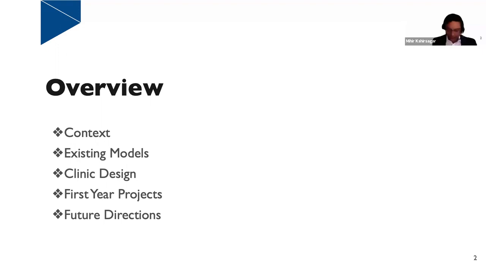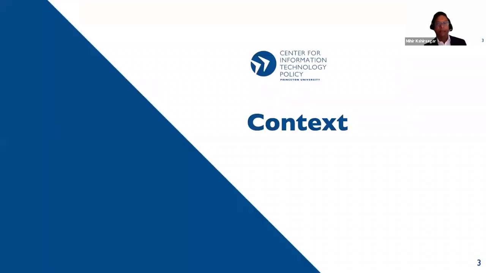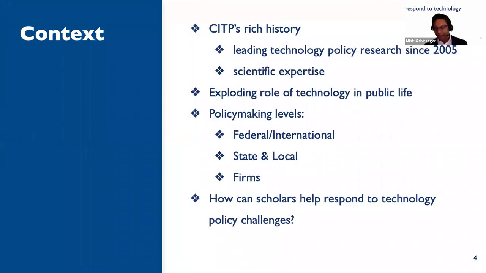No, that's perfect. Yeah. So this is just a quick overview of the different points I'm going to hit today. And let me start with the context. So the context here is that CITP has had, as Matt described it, a rich history of understanding and improving the role of technology in public life. We've been doing this since 2005. And I think the unique attribute of CITP is that we bring to it a kind of scientific expertise and rigor to the kinds of interventions that you can have in public life.